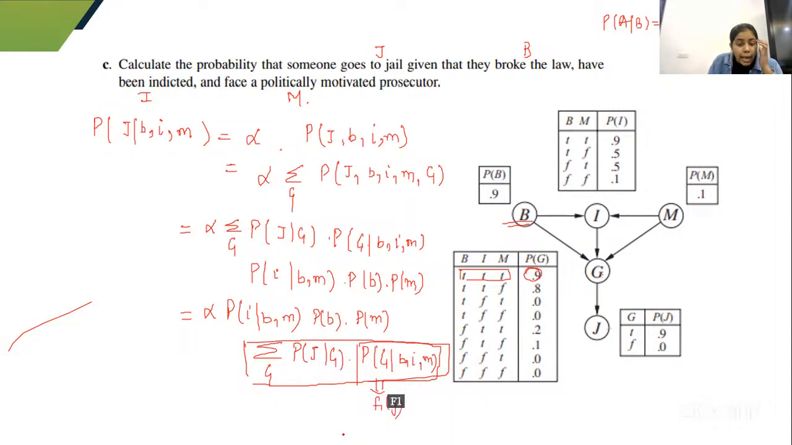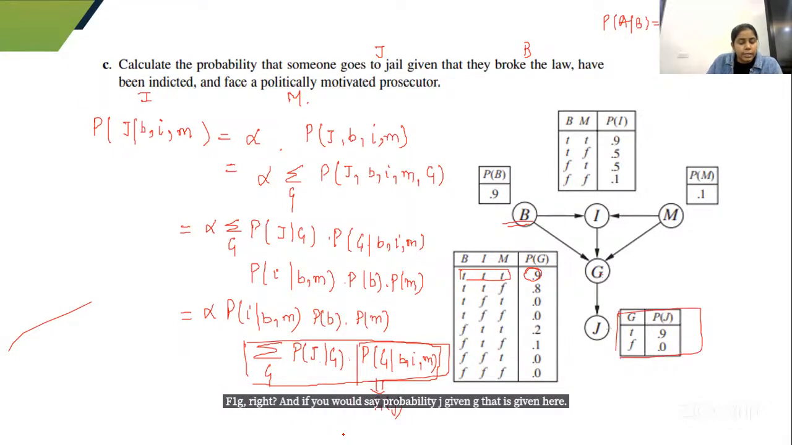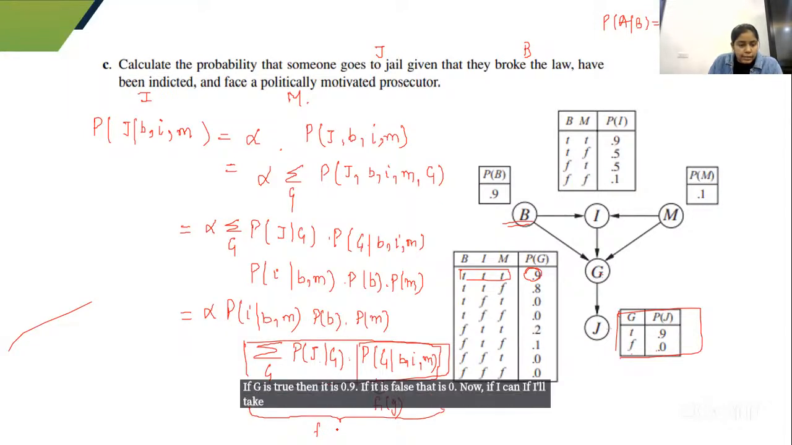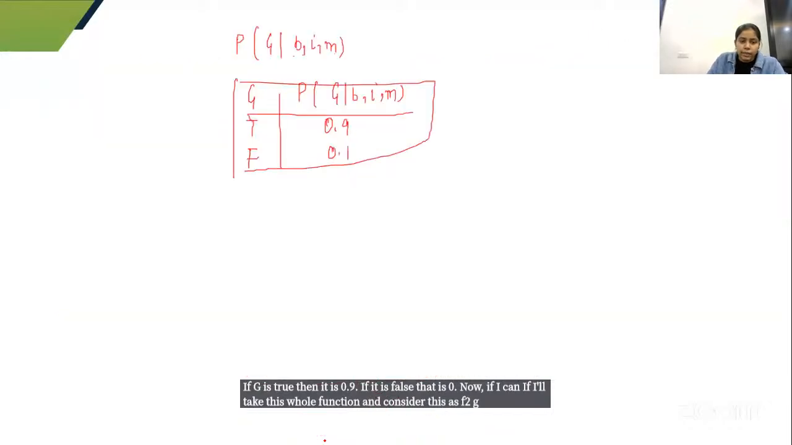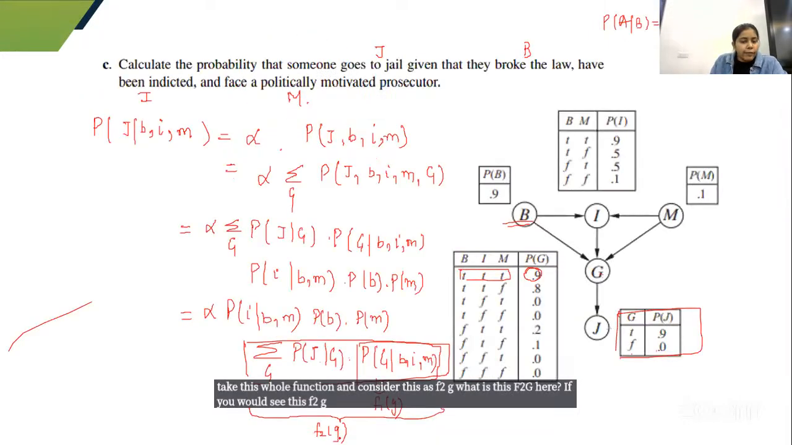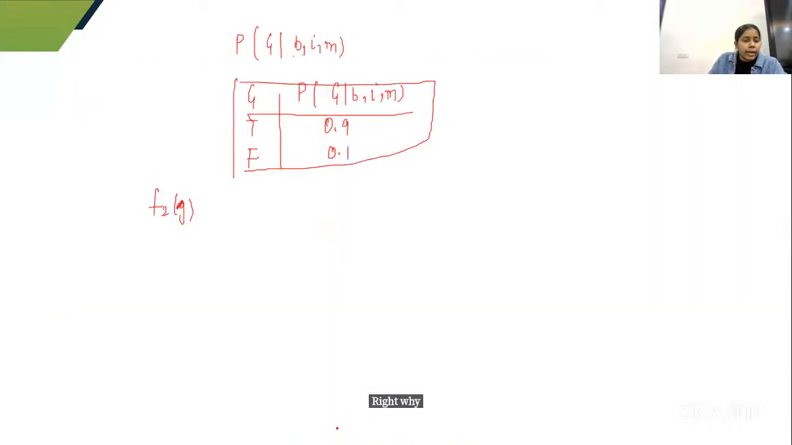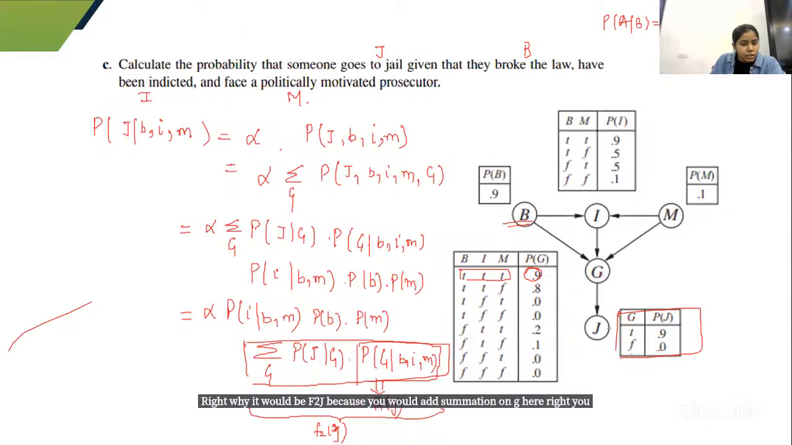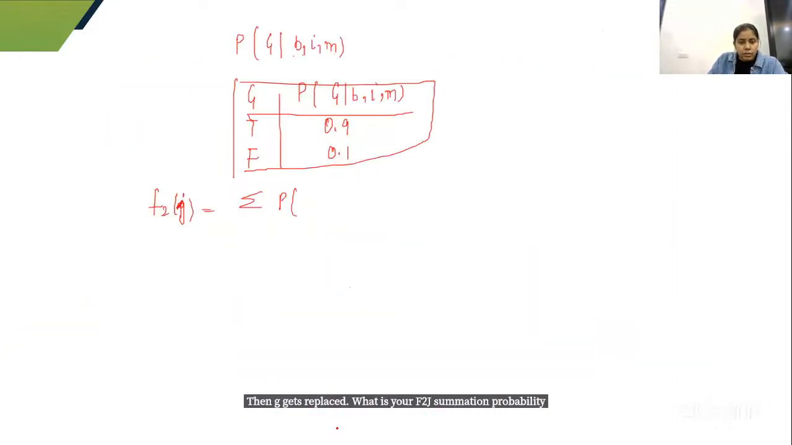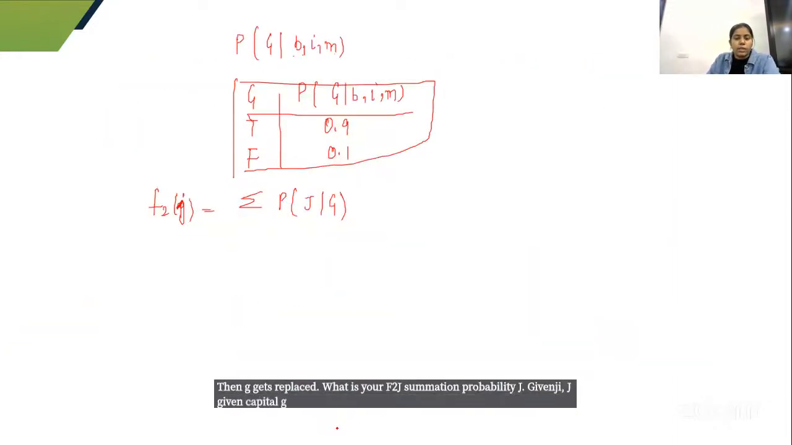And probability J given G is given here. If G is true, then it is 0.9. If it is false, that is 0. Now, if I take this whole function and consider this as F2, would it be F2 of G or F2 of J? It would be F2 of J, right? Why? Because you take the summation over G, then G gets replaced. So F2 of J is the summation over G, true or false, of probability J given G into probability G given B comma I comma M, with small b, i, m all true.